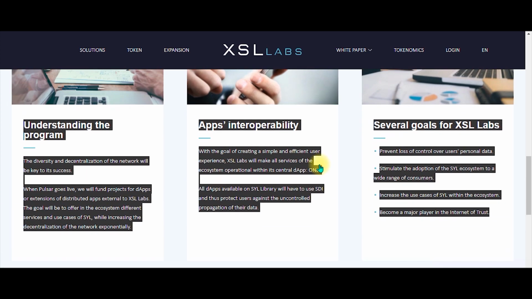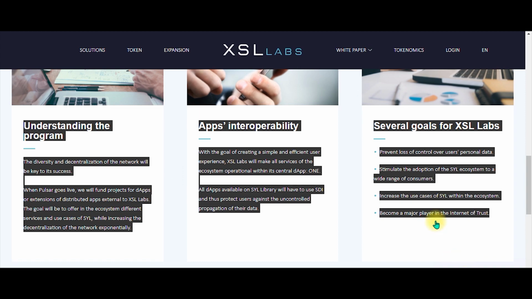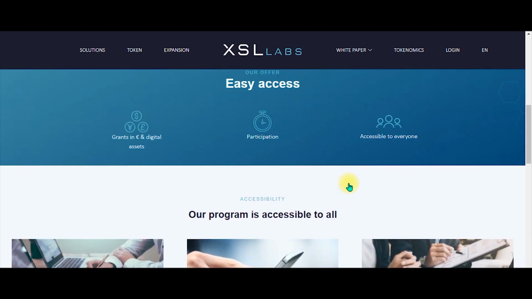So this is how XSL Labs plans to expand their network.